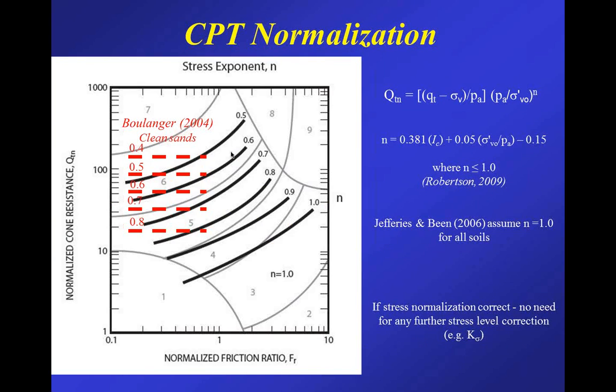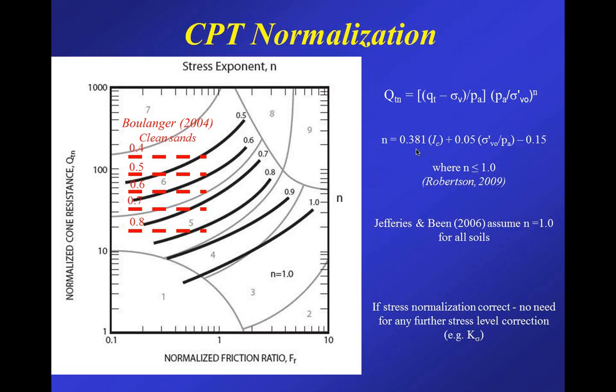So the black lines are the ones that I suggested for some time, which is where the stress exponent n is a function of the soil behavior type IC. So when you're in the clay region, stress exponent is 1, and then as you progress up into the sand region, it tends towards 0.5, a lower number. So you can see as it varies this way.